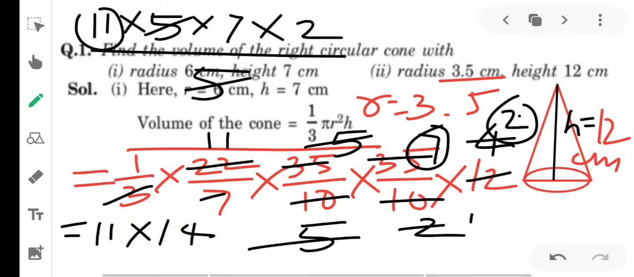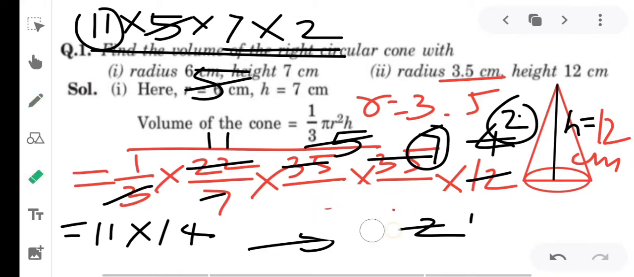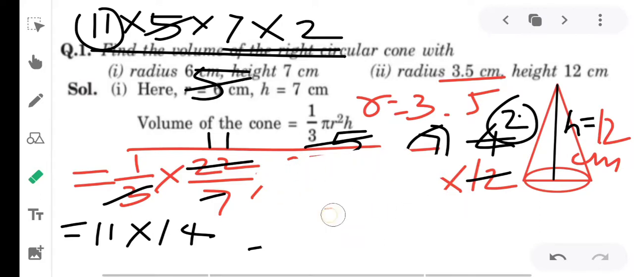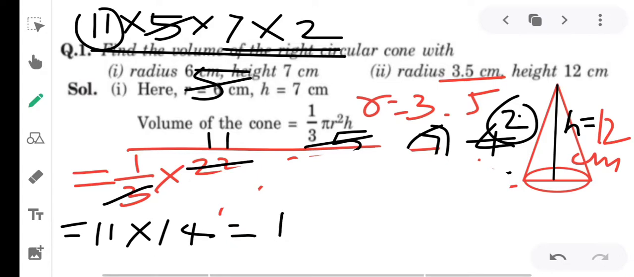You can see 7 2s are 14, right? 7 2s are 14 हो जाएगा, and 11. So what value will we get, right? We have some space over here, so by rubbing this, we will get... यहाँ पर हमको जो वैल्यू मिलेगी वो मिलेगी 154, right? 154 centimeter cube, that is the volume of the cone, right? तो ये हमारा यहाँ पर आंसर होगा. So question number 1 is completed over here. I hope you can understand easily.